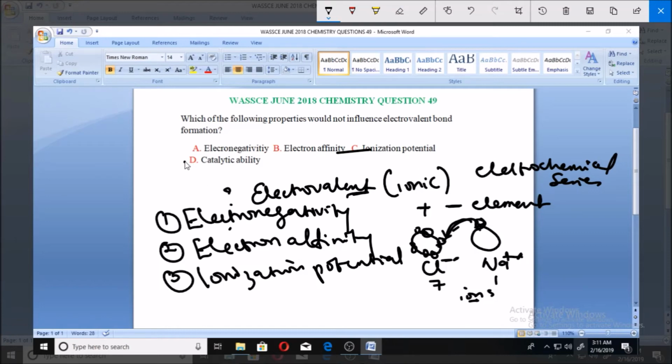So that makes D the answer. Catalytic ability does not have anything to do with electrovalent bonding or ionic bonding. So that is the answer to this problem.